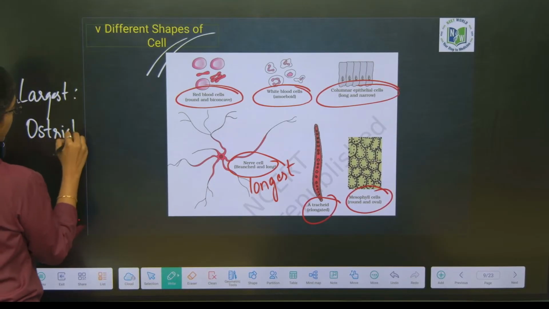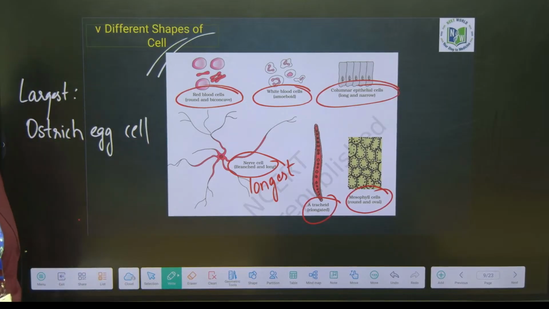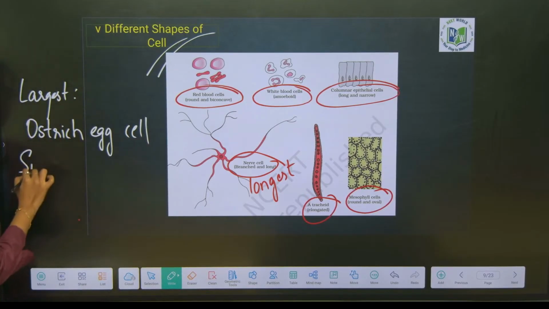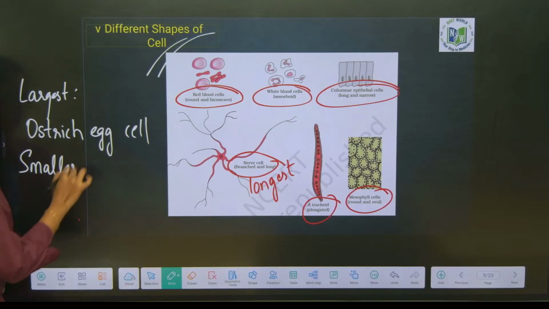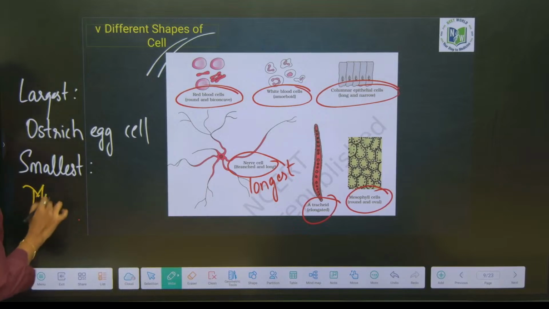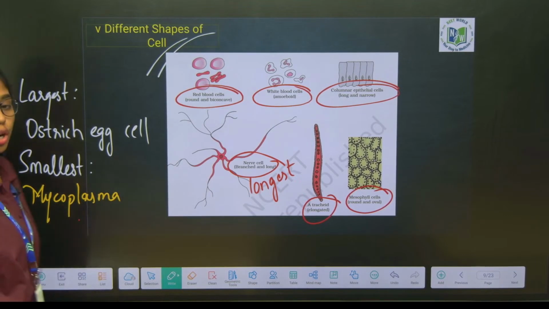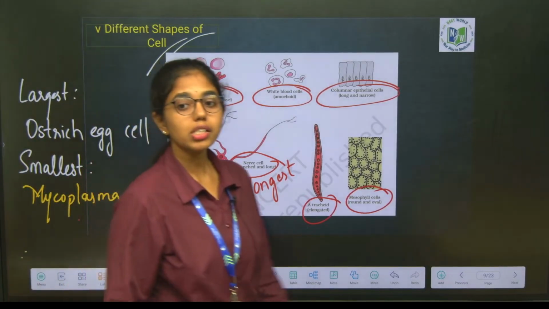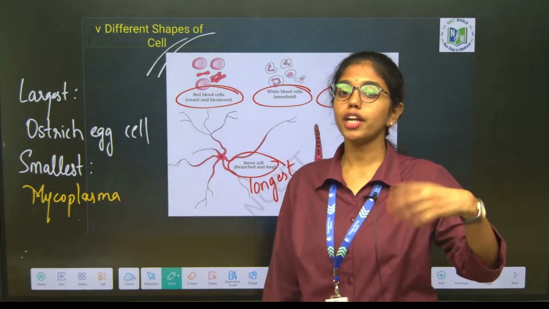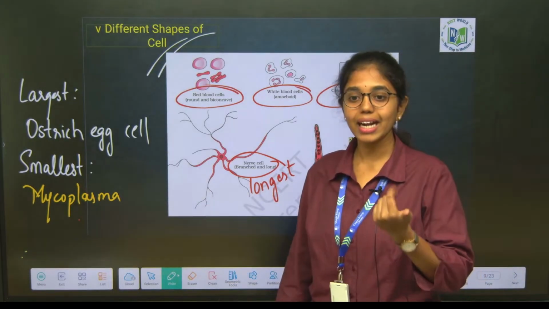Ostrich egg cell. A single ostrich egg cell is the largest cell, and the smallest cell is mycoplasma. Mycoplasma are said to be the jokers of the plant kingdom because they will change their shape according to the habitat in which they are going to infect. They are both plant and animal pathogens.